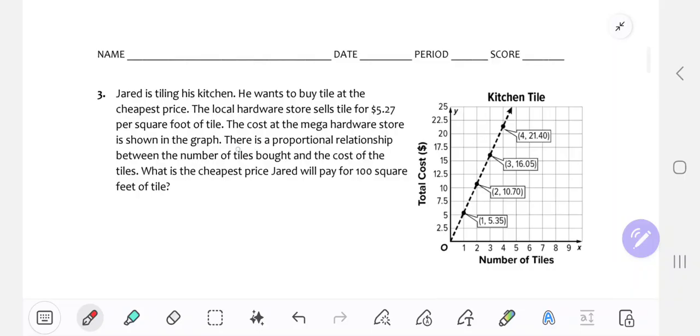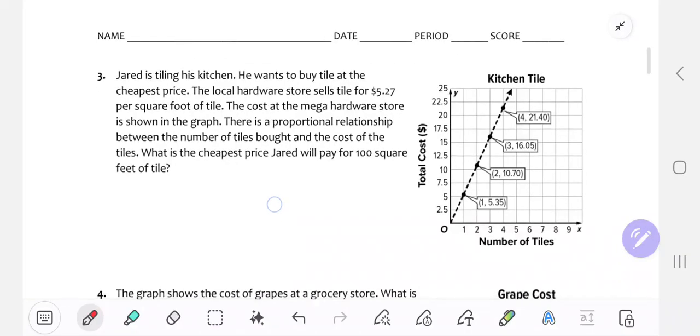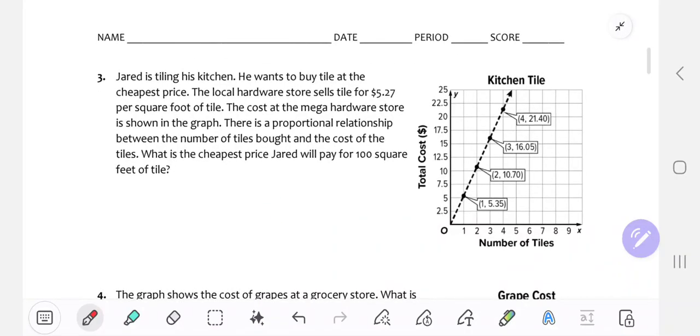There is a proportional relationship between the number of tiles bought. Now, this one is confusing because they use 2 units. They talk about tiles, but then they talk about square feet. So which is it? Let's read it carefully. Jared is tiling his kitchen. He wants to buy tile at the cheapest price. The local hardware store sells tile for $5.25 per square foot of tile. The cost at the mega store is shown in the graph.